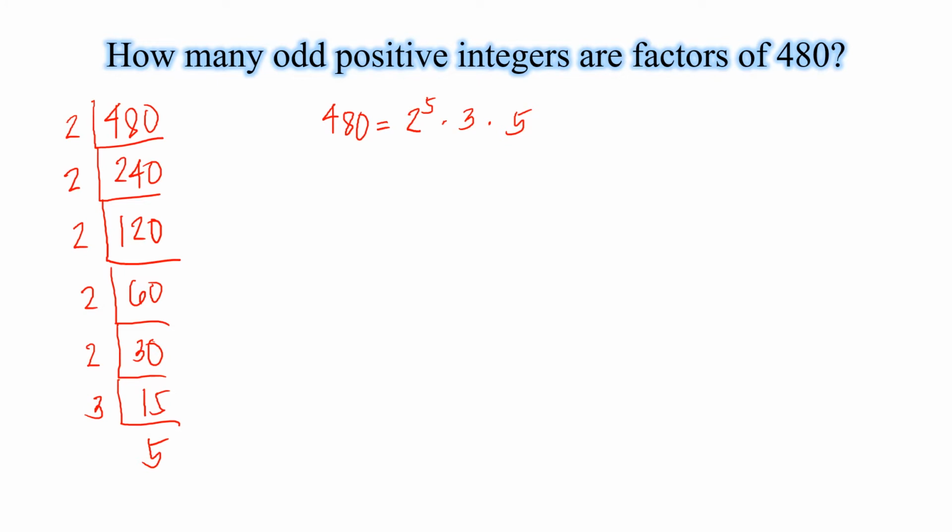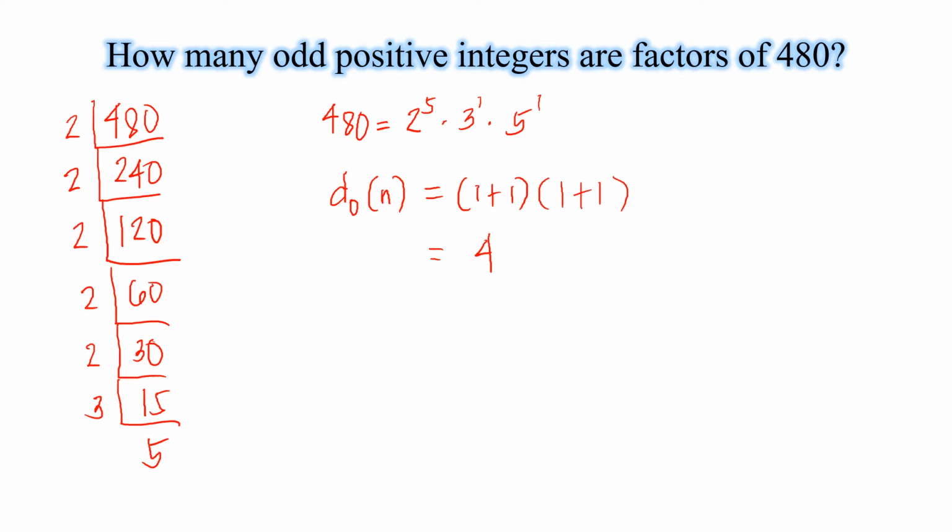Therefore, the number of odd positive integer divisors of 480 is equal to the exponent of 3, that is 1, plus 1, times the exponent of 5, that is 1, plus 1. Therefore, we have 4 odd positive integer factors of 480.